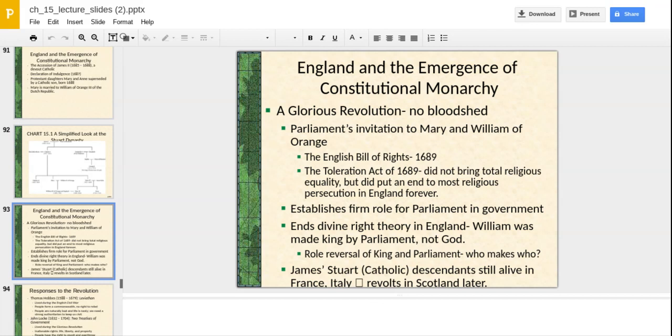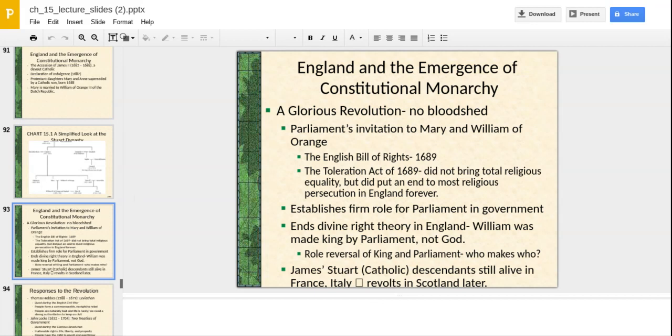The Toleration Act of 1689 did not bring total religious equality, but it did put an end to most religious persecution in England forever. And it did establish a firm role for Parliament in the government, which it obviously still has. It ends the divine right theory in England. William was made king by Parliament, not God. Simple as that.